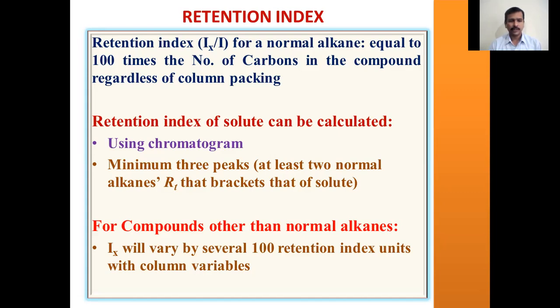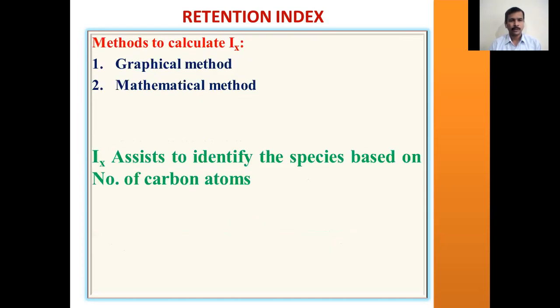The retention index IX will vary by several hundred retention index units with column variables. If column variables are varied, the retention index will also be varied. So if you use different columns, the retention index will be different. Therefore, the suitable column which is going to produce a specific or accurate retention index value must be chosen for the separation process. So there are 2 methods we will follow to calculate the retention index. One will be the graphical method and the other one will be the mathematical method.